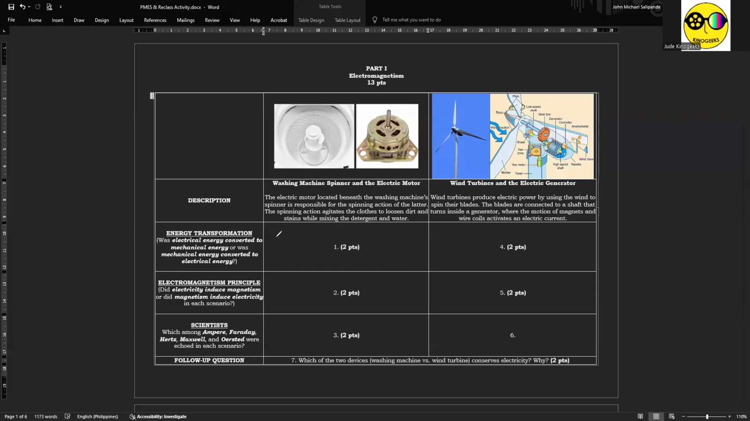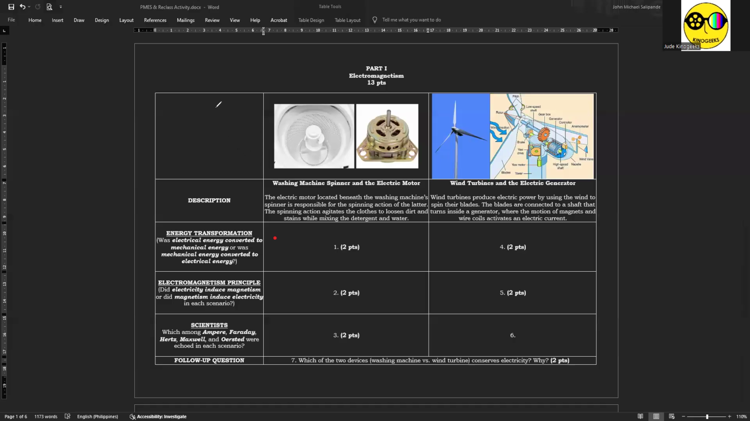That's why, with electricity activating the mechanics of the washing machine spinner at least, electrical energy is converted to mechanical energy.